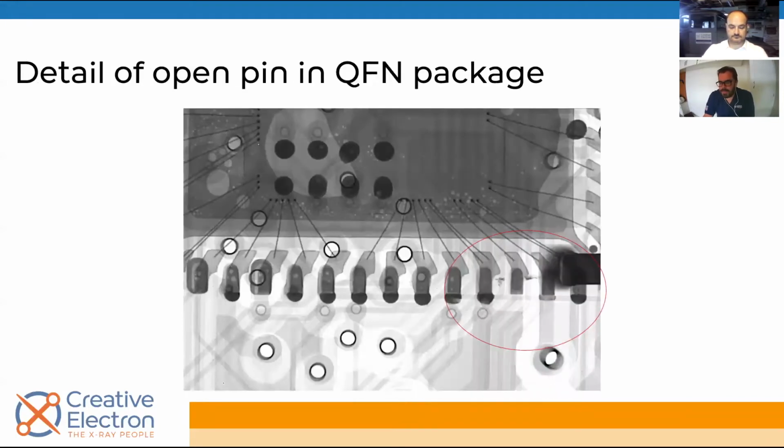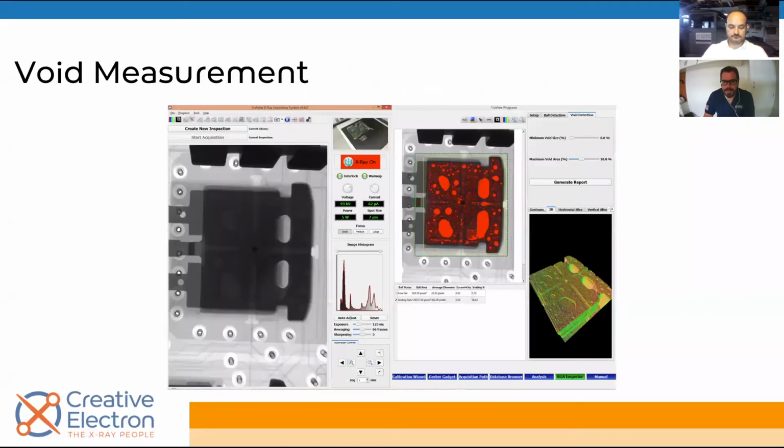Here, another quick view. We have an open pin. So over here we can see we circled that doesn't have enough solder, so it's not making a connection to that pin. Like I said before, some of these might be caught by some other test equipment like an AOI.